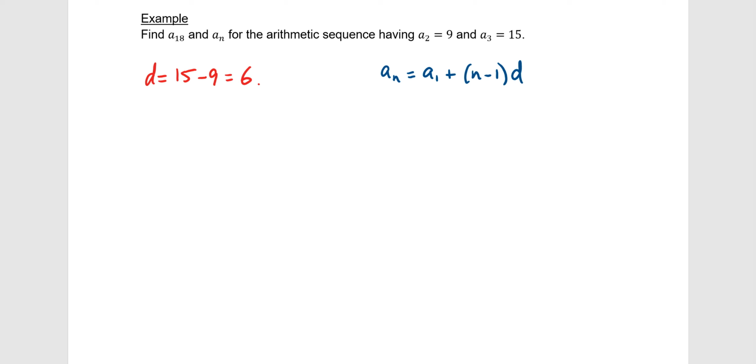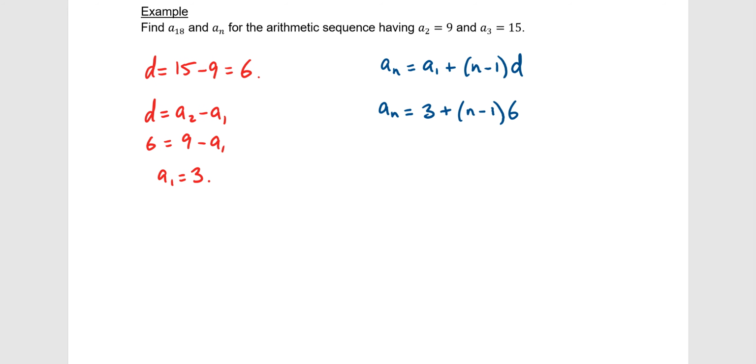So now we can find a sub 1 because we know that d equals a sub 2 minus a sub 1. We can go ahead and plug in. We know d is 6, a sub 2 is 9. Solve this for a sub 1. We can add a sub 1 to the left, subtract 6 from the right. We would get a sub 1 equals 3. Okay, and now we can go ahead and plug in. That's going to be a sub n equals 3 plus n minus 1 times d, which is 6.